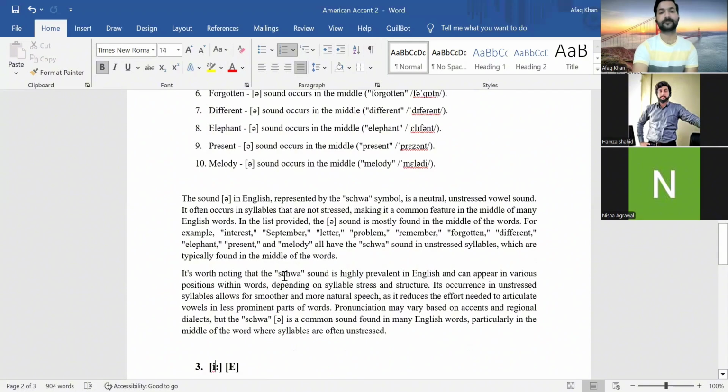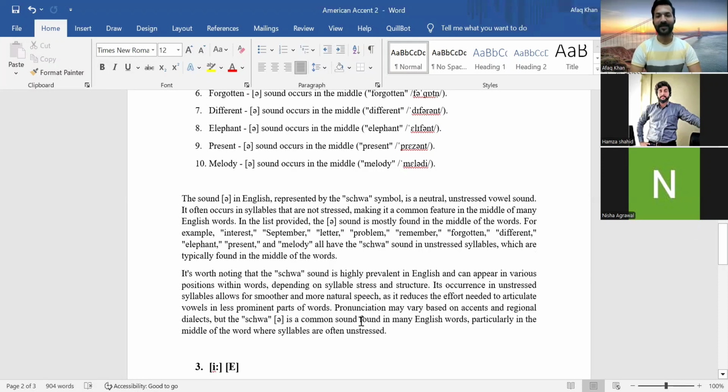It's worth noting that the schwa sound is highly prevalent in the English language and can appear in various positions within words, depending on syllable stress and syllable structure. Its occurrence in unstressed syllables allows for smoother and more natural speech, as it reduces the effort needed to articulate vowels in less prominent parts of words.